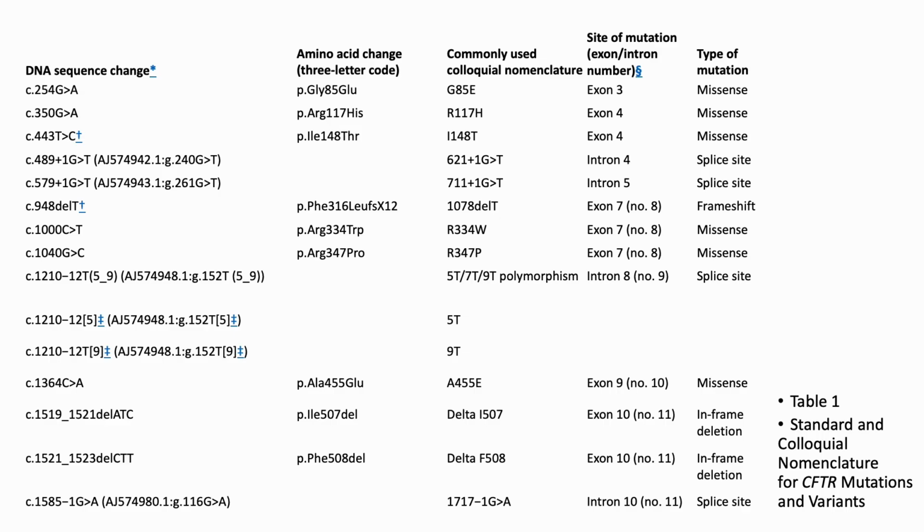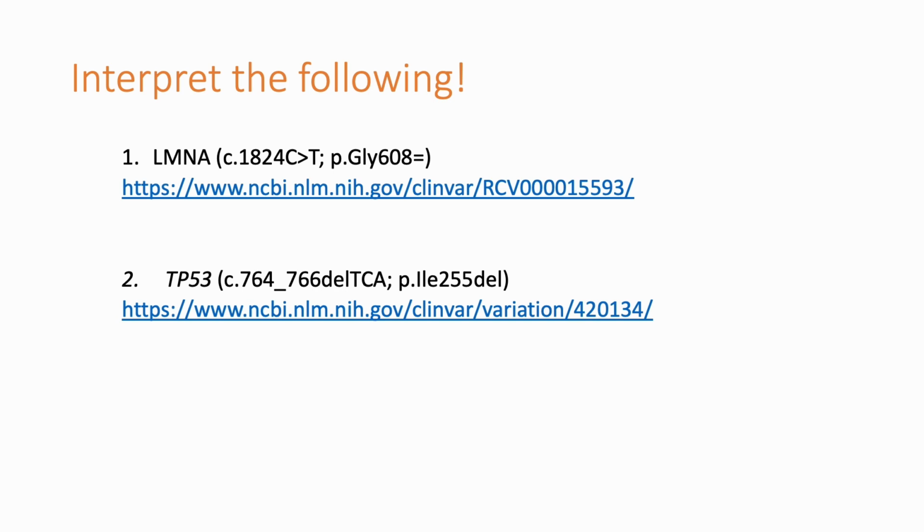I'm not going to go over this entire slide, but just know that this is standard and colloquial nomenclature for CFTR mutations and variants. The table just gives a great example of all the different kinds of nomenclature and how they're used. Let's conclude our 4-part series on clinical genetic testing by interpreting the following variants. Feel free to pause the video here and see what you can work out for yourselves.